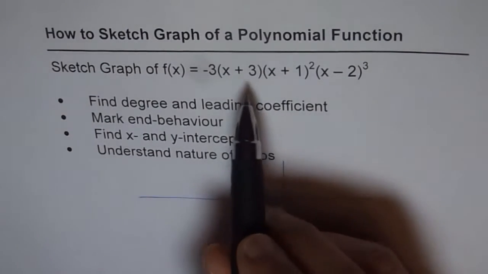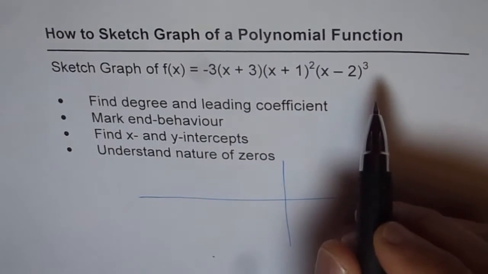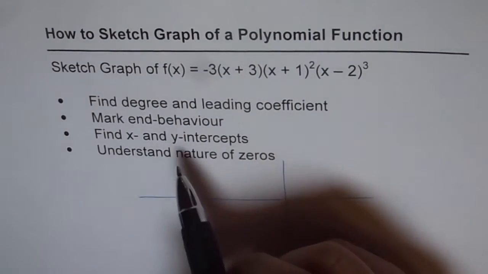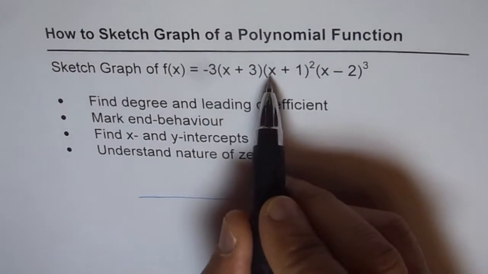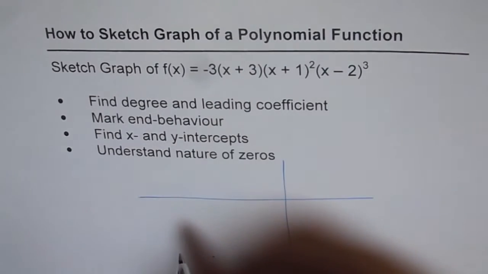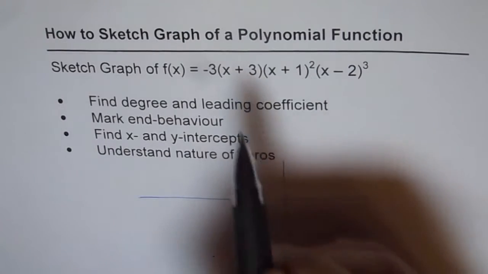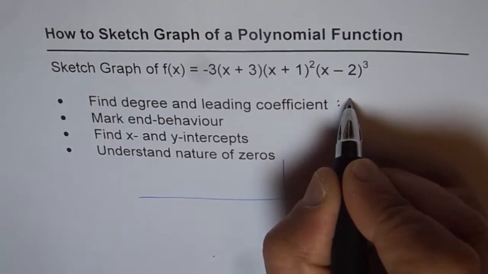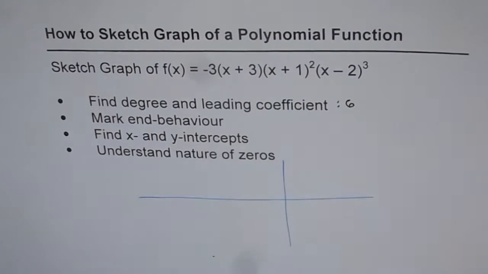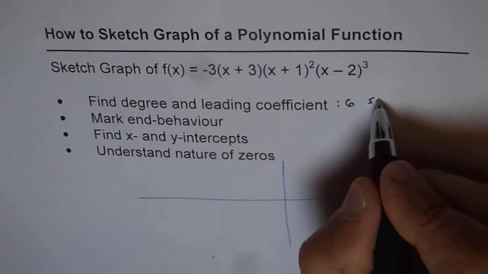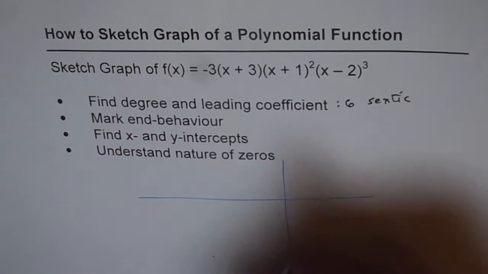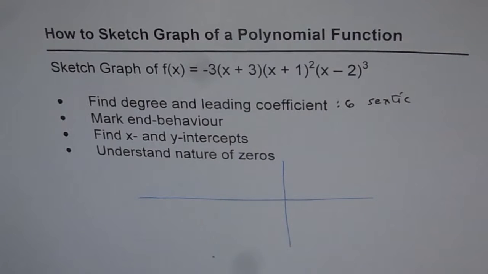So, degree. When you have a factored form of a polynomial, you just add up the degrees. When you multiply factors, degrees get added. That's the law of exponents, right? So it is 3 plus 2, 5, plus 1, 6. So the degree is 6. Polynomials are named based on degrees, so you can call it a sextic polynomial, a polynomial of degree 6.